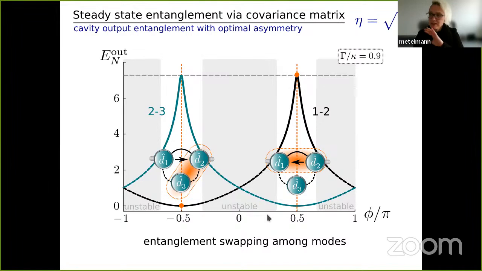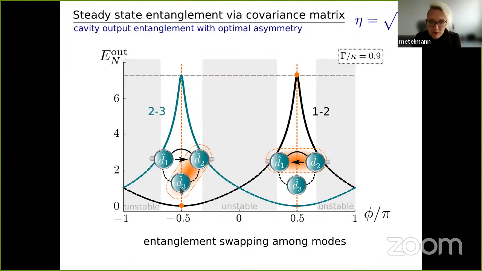And what we find is actually the opposite behavior. In the regime where we have entanglement between 1 and 2, the modes 2 and 3 are not entangled at all. But if we go in the other direction, we actually have generated entanglement between mode 2 and 3. So it's a swapping of the entanglement between the modes, right? I don't know if it's useful for anything, but it's somehow interesting that we see this behavior. Clearly, we want to understand this a bit more.